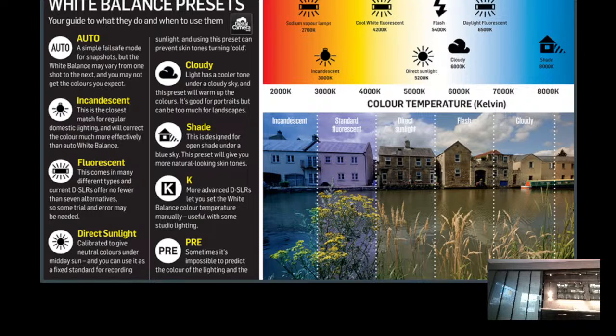Now K is for more advanced DSLRs. That'll let you set the white balance, color temperature manually, and use some studio lighting. So again, this is more for your advanced settings. And then pre is another one that's more of a customized setting, mainly on DSLRs, and I cut it off because it really isn't that important much anymore, given that you have the K setting and you also have the customizable abilities with these cameras.